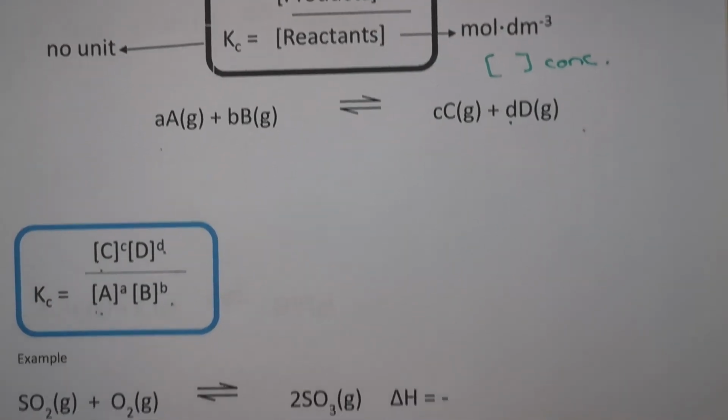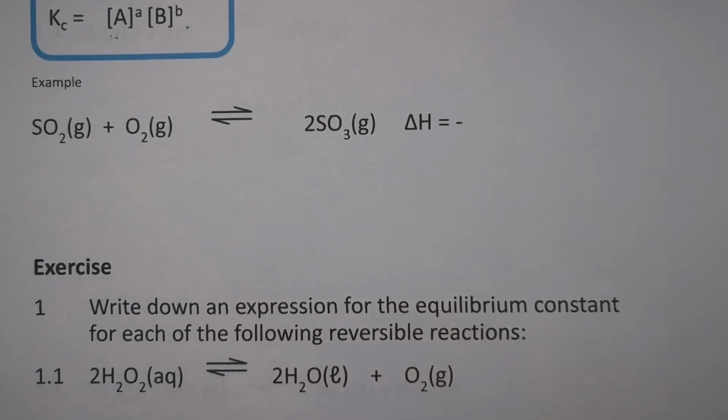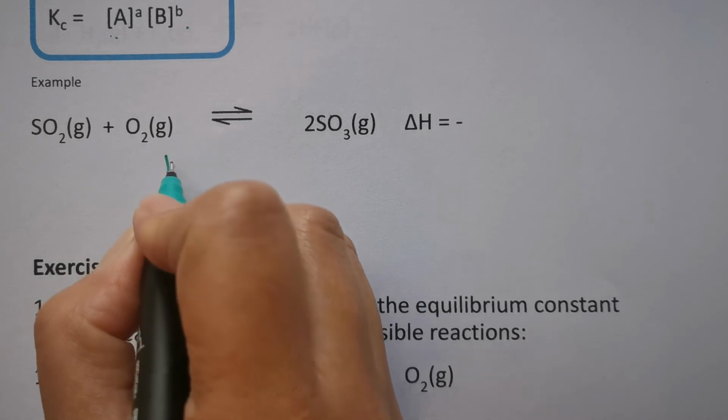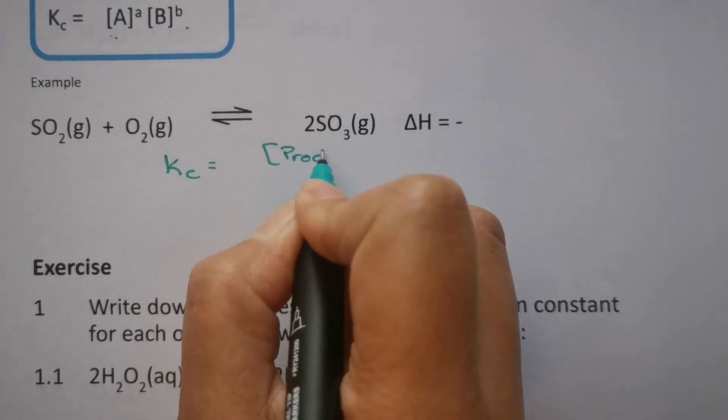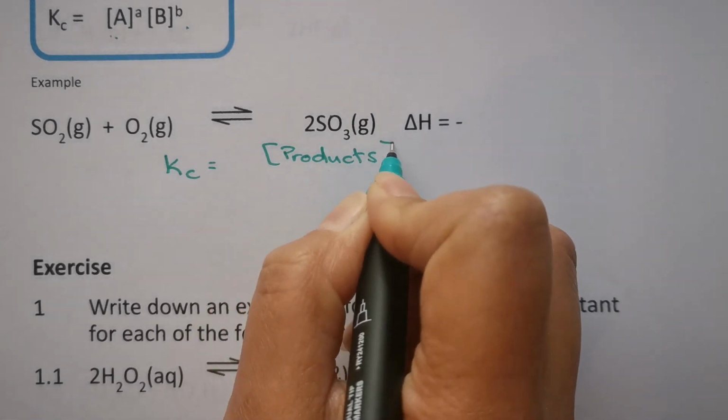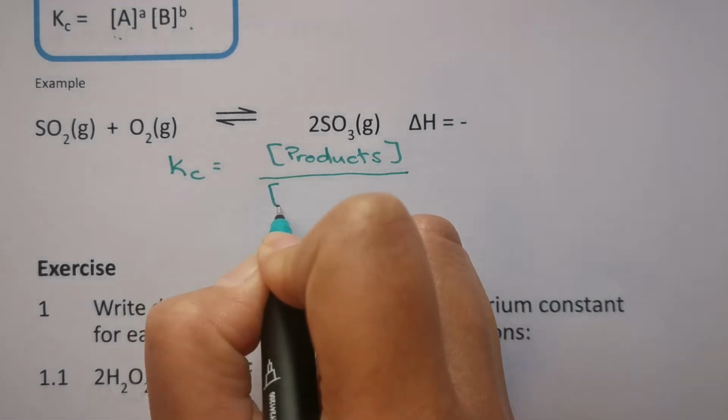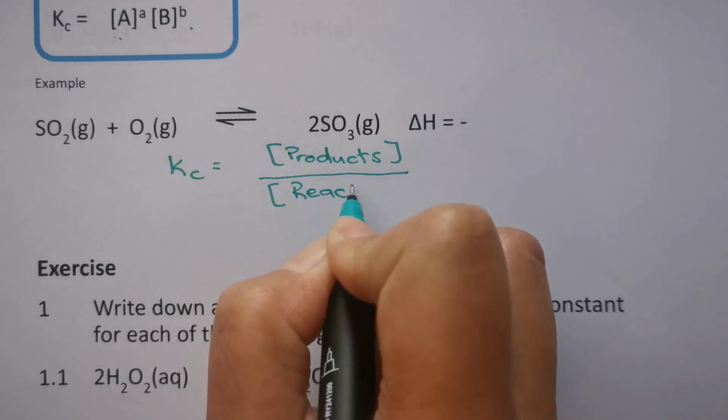Okay, let's do an example very quickly. So here is a balanced equation that's reached equilibrium. In order to write the Kc expression, I'm going to say that Kc is equal to the concentration of the products over the concentration of the reactants.